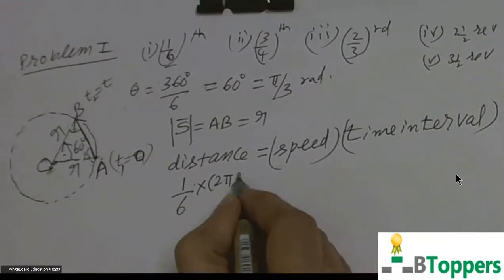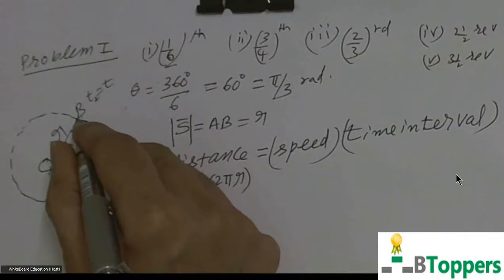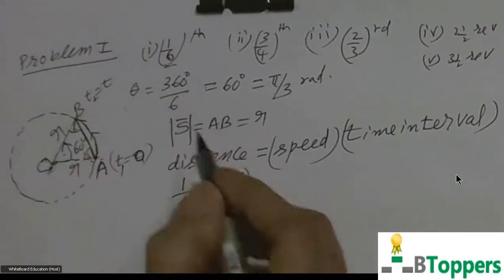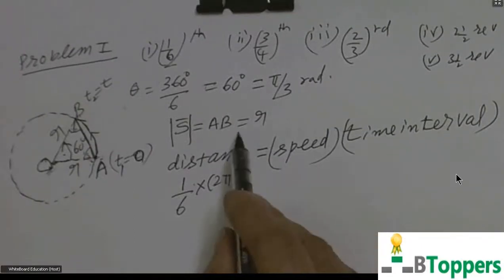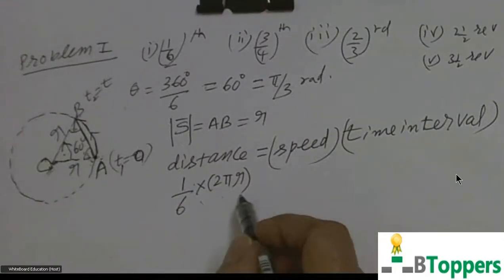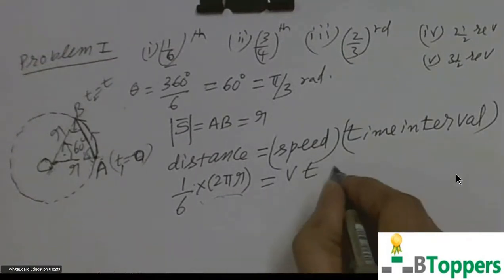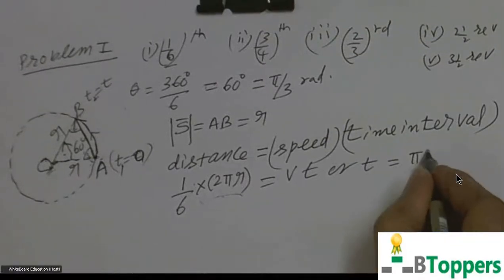Here distance covered is equal to 1/6 of circumference 2 pi r. That means distance covered is the length of the circular arc from A to B. So distance covered by the particle when it completes 1/6 of the revolution will be equal to 1/6 of the circumference 2 pi r. The speed is denoted by V. Let T be the time interval. So you get time interval equal to pi r by 3V.